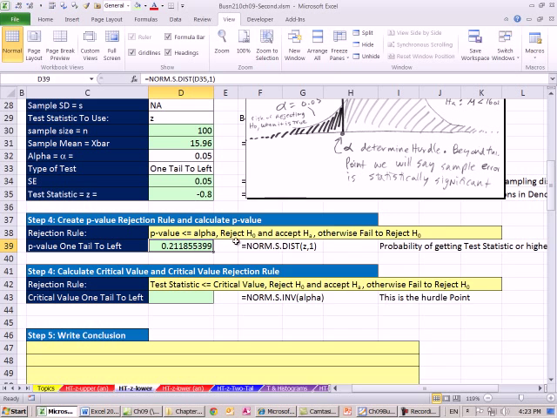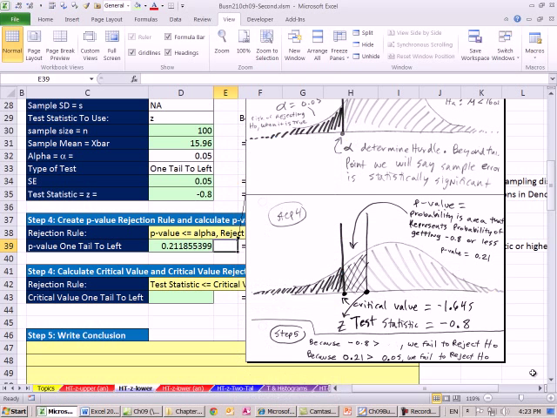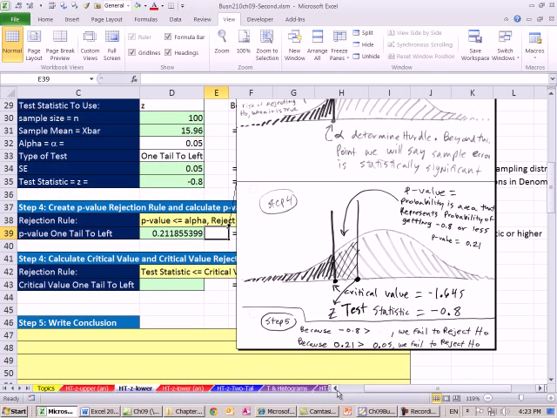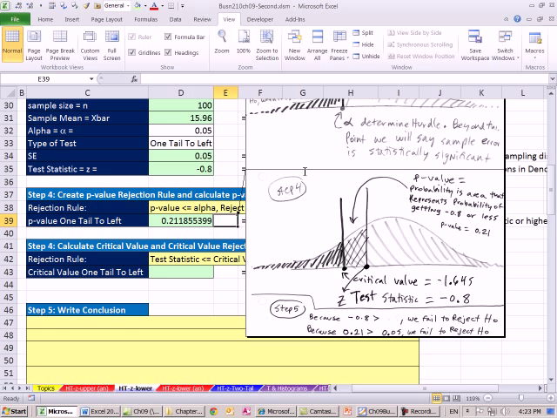Now let's go ahead and I'm going to right click here and show this one. So this is step 4, where we actually go ahead and calculate. So here's our alpha. That's our hurdle. When you're using the p-value, alpha has a probability. It's 0.05. That's our risk. But our calculated p-value, because our z test statistic is minus 0.8, is the probability of getting minus 0.8 or less. So our probability, our area here is much bigger than alpha, so we know we're going to fail to reject.